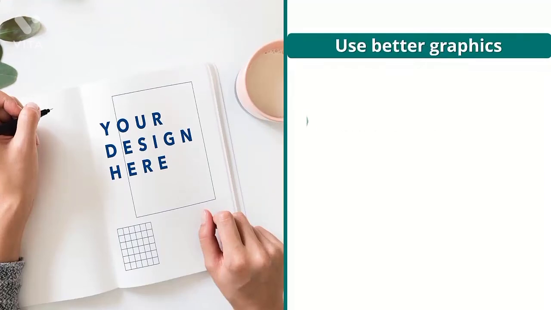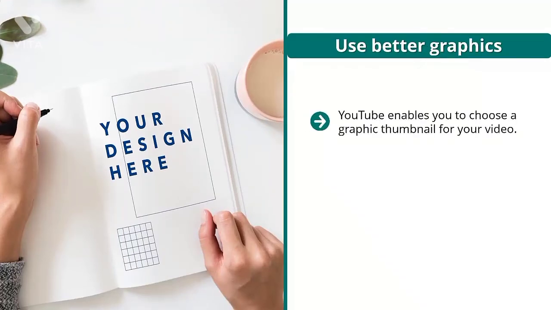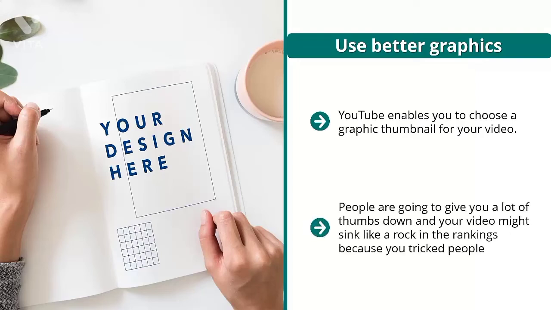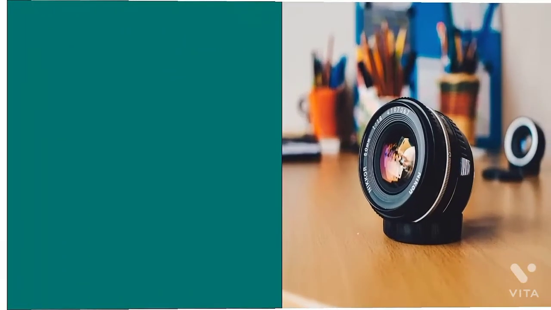Use better graphics. YouTube enables you to choose a graphic thumbnail for your video. Pick a graphic that will get clicks, but don't take this too far. Don't put scantily clad women when your video is actually about dog training. People are going to give you a lot of thumbs down, and your video might sink like a rock in the rankings because you tricked people. Still, find the most attention-grabbing graphic or screenshot from the video itself as your thumbnail.